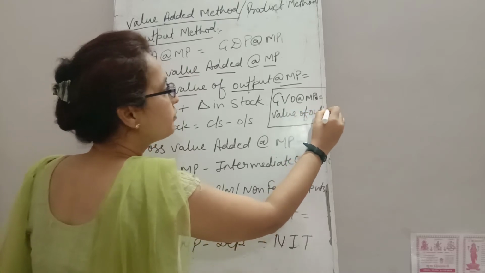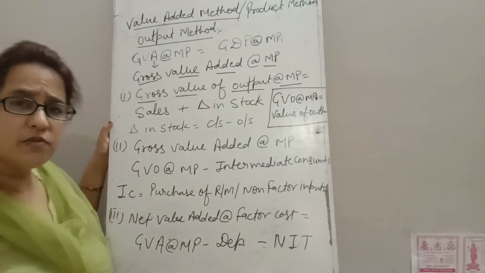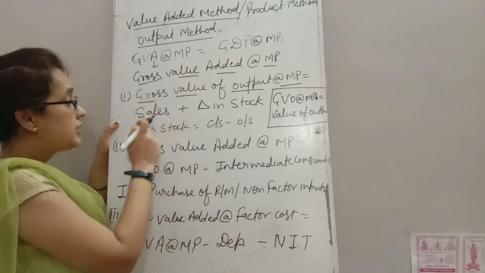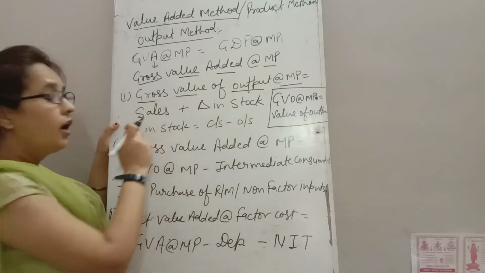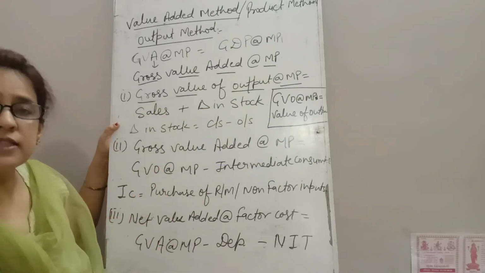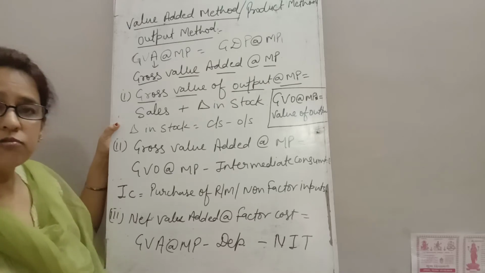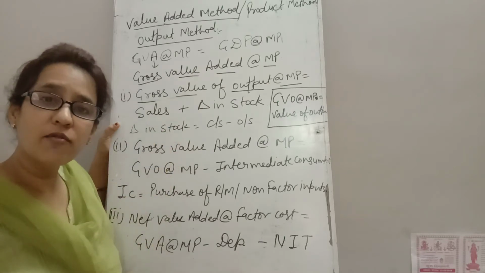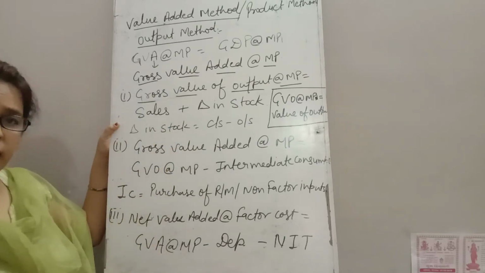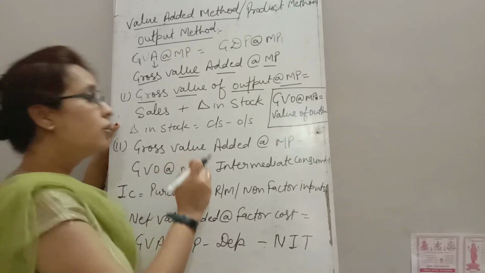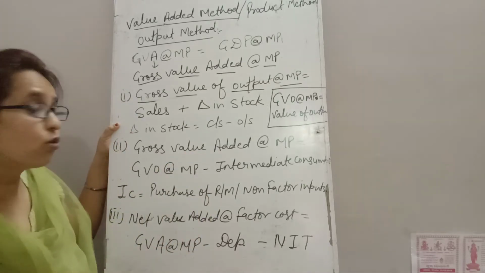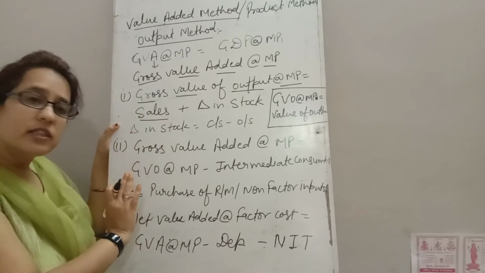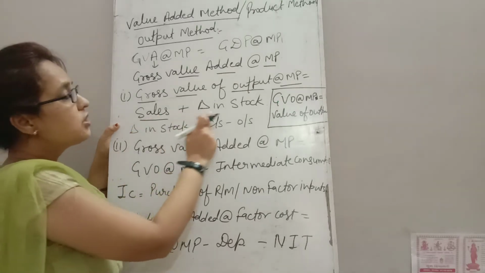Clear? Now, how to calculate GVO at MP? Sales plus change in stock. If in the question domestic sales are given, listen to me carefully, then you have to add exports. Clear? If domestic sales are given, then add exports, and you are able to find out total sales. If in the question it is given as sales, write it as it is: sales plus change in stock.